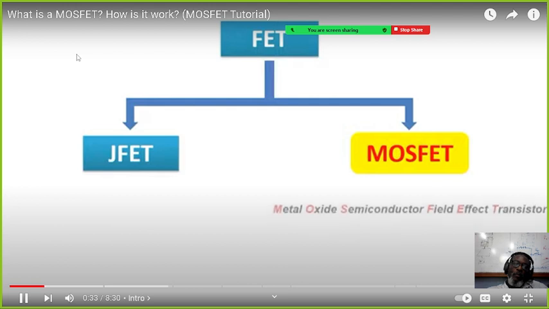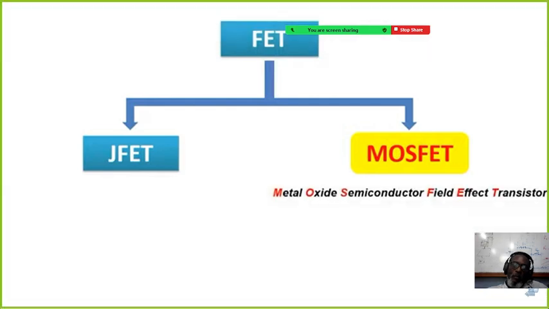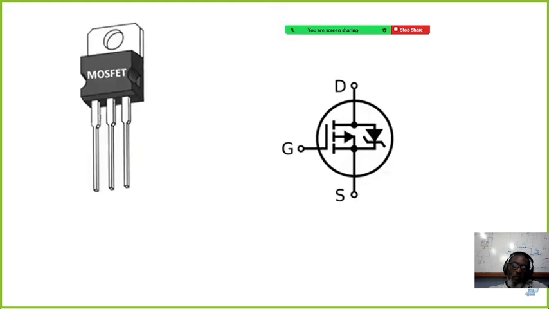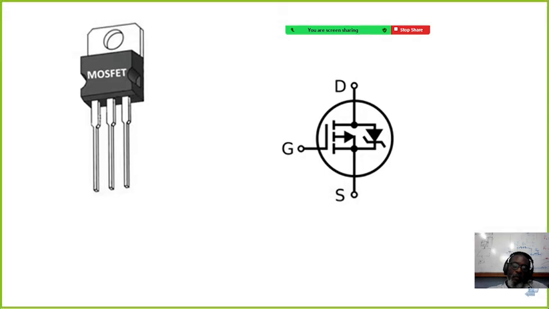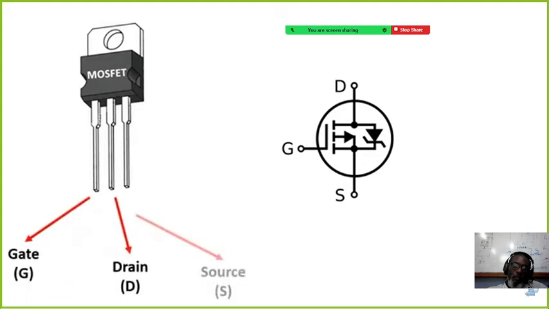The abbreviation of MOSFET comes from the initials of the words metal oxide semiconductor field effect transistor. You see the shape of a MOSFET transistor on the left and the symbol on the right. MOSFET also has 3 pins. As in JFET, one of them is gate, the other is drain, and the last is source. Pin names are the same in MOSFET as in JFET.